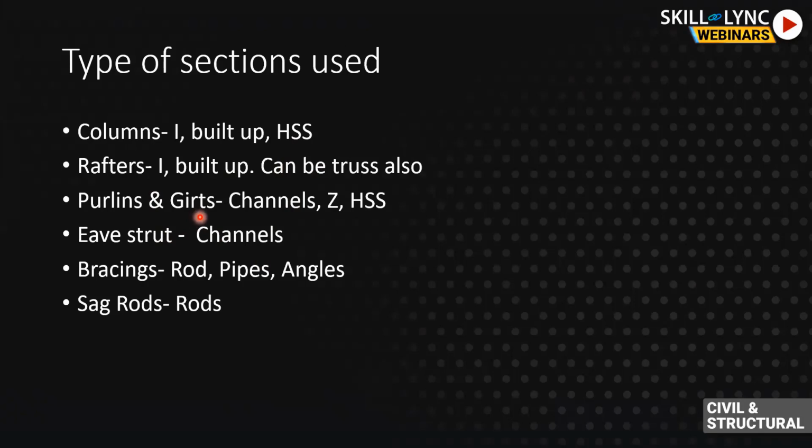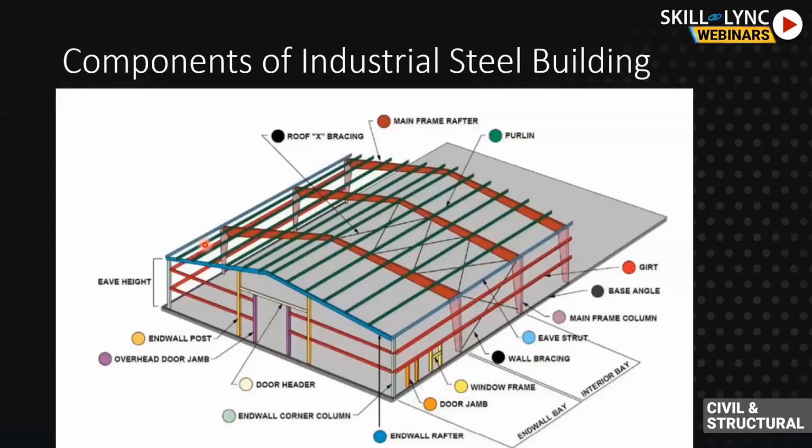So that will be carrying the lightweight roof sheets or any insulation panels. So that can be channels or Z or hollow steel sections. Then eave strut. Eave strut is the one given at the eave. If we go back to the previous slide, this member is the eave strut, the blue one. This is given at the eave of the building. So this will support the rain gutters as well, and also any sag rods that may come from the walls.